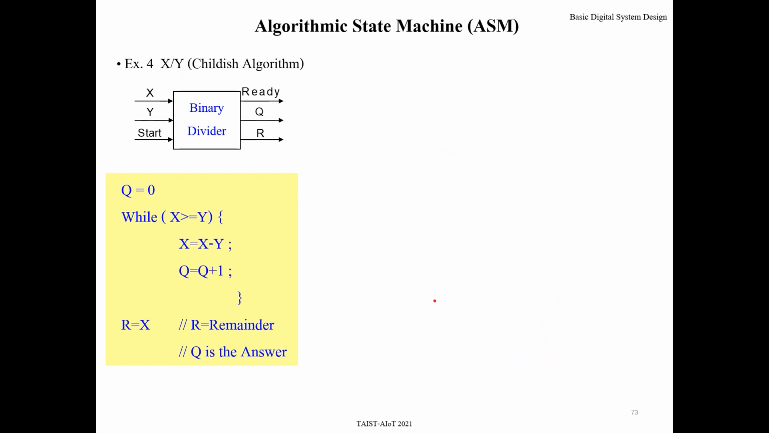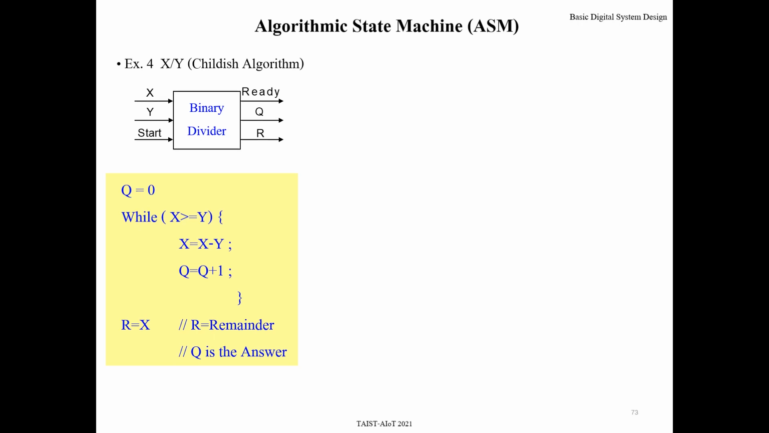So if I write with this algorithm, I start Q with 0. Q is the result of this answer, R is the remainder. While X is greater than Y, X minus Y, and update this one to X, and increase Q by 1, and repeat this until this condition is not true. Then X will be the remainder of the division.